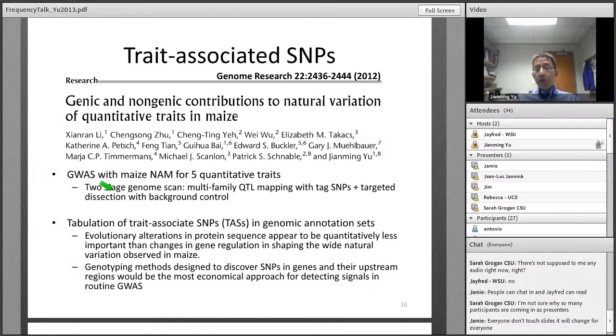In F2 and RILs, we don't have that issue at all. Everything is balanced. Even in BC populations, you have a 50-50. If you compare big A, big A, and big A, small a, and small a, you have a 50-50 of comparing those two genotypes. But this is not there in association mapping.